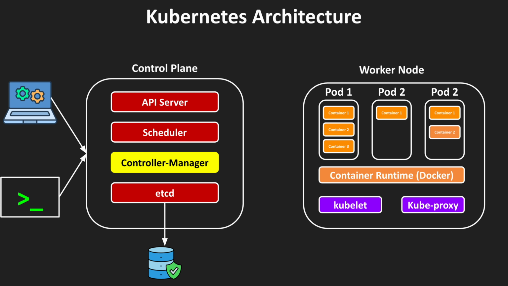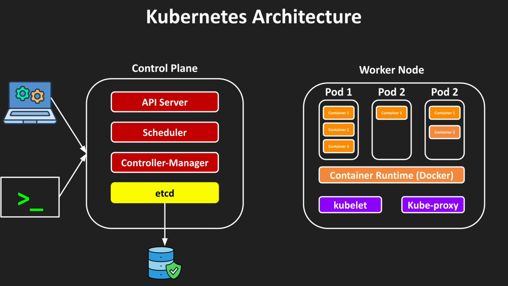Another part in the control plane is the controller manager. What the controller manager does is constantly check if the cluster is in the desired state. What does that mean? Let's say we have three instances of our application running, and one of the instances has crashed. Then it's the responsibility of the controller manager to detect that, and after detecting it, it sends a request to the API server to spin up a new instance.